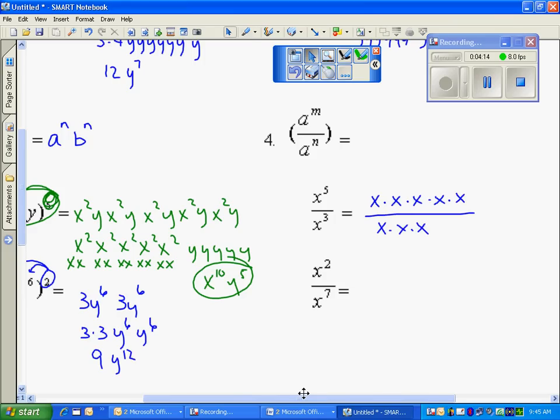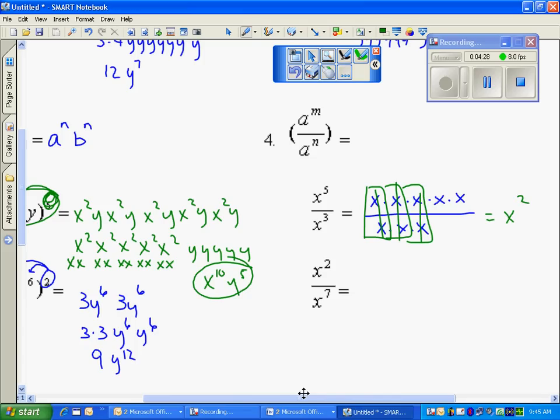If I recall, on a fraction, if I have the same value in the numerator as I do in the denominator, they cancel out and make a 1. These two will cancel out and make a 1. These two will cancel out and make a 1. So I have x to the 2nd.